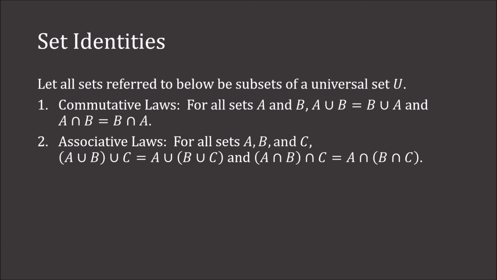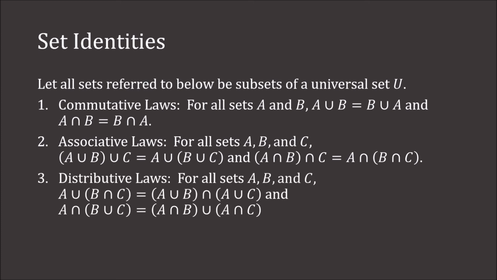The third is the distributive laws, and this states that for all sets A, B, and C, A union the quantity B intersect C is the quantity A union B, intersect the quantity A union C, and A intersect the quantity B union C is equal to the quantity of A intersect B, unioned with the quantity of A intersect C. So union distributes across intersection, and intersection distributes across union.